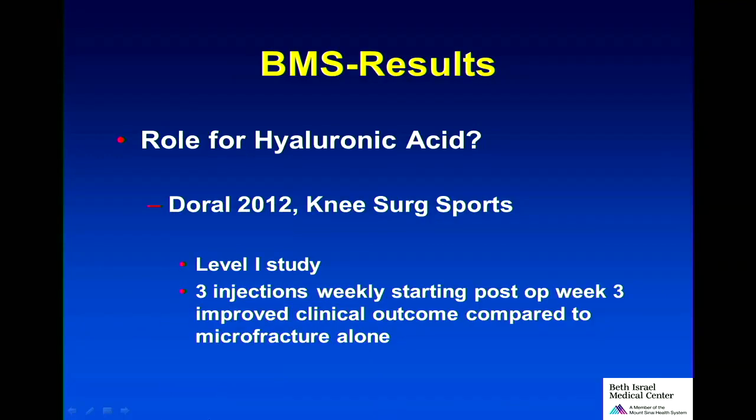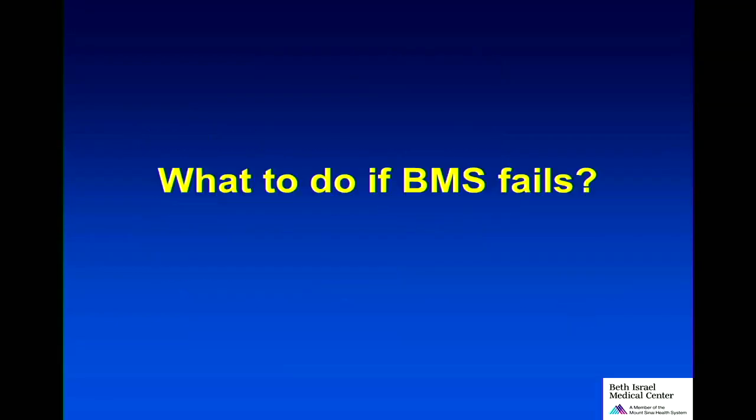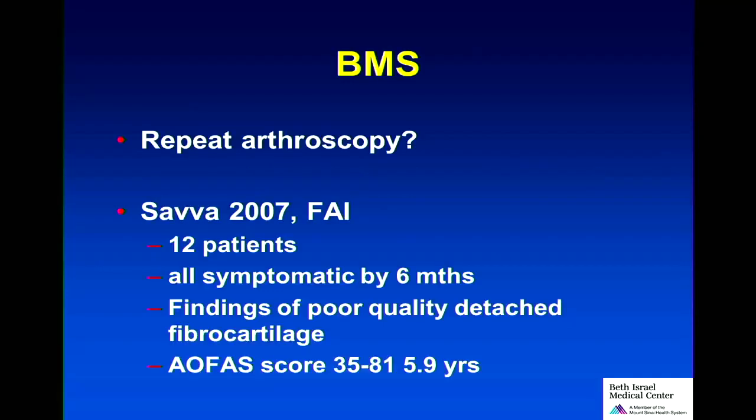Doral looked at adding hyaluronic acid post microfracture in these patients, and interestingly, this is the only level one study specific to osteochondral lesions. He performed three injections starting at post-op week three and saw improved clinical outcome compared to microfracture alone. So in terms of what determines success, really it's size, whether the lesion is contained, and the longevity of the fibrocartilage. So then what to do if the bone marrow stimulation fails?